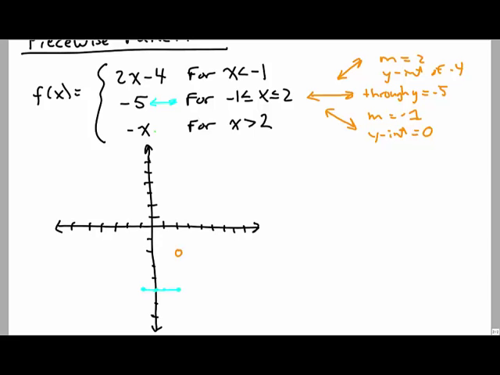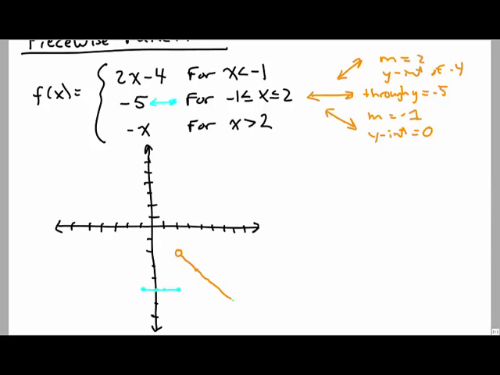Now I know that I'm only looking at values that are greater than, so I'm not going to move in this direction to find the y-intercept. I have to move in the positive direction. So let's go ahead and then plug in a 3. So if I plug in a 3, I get a -3 back out. So 3, -3. So I'm moving in the positive direction for my x values and my y values are moving down.